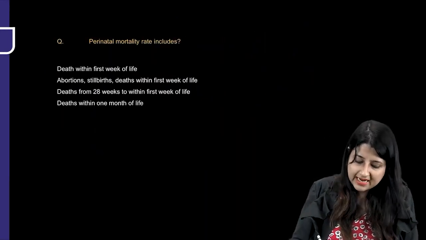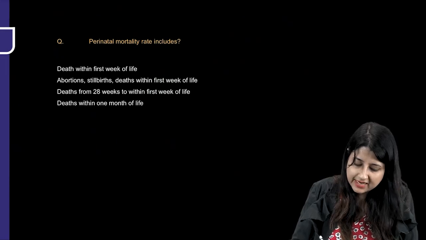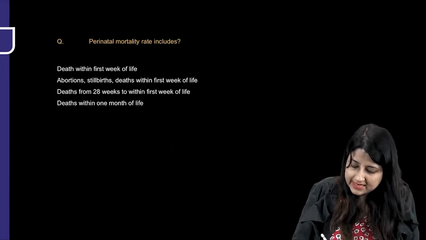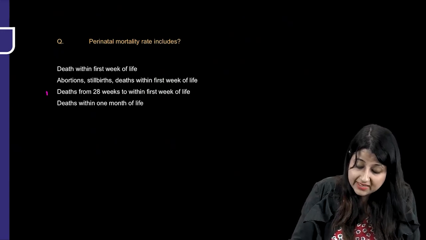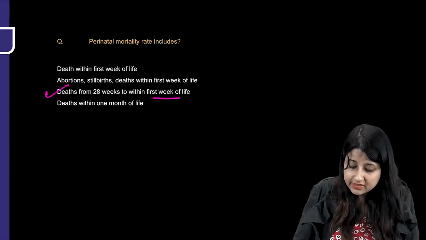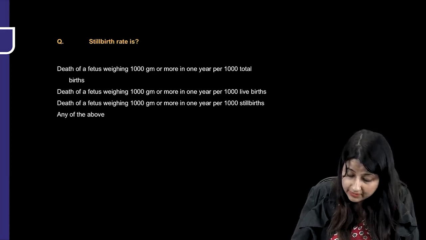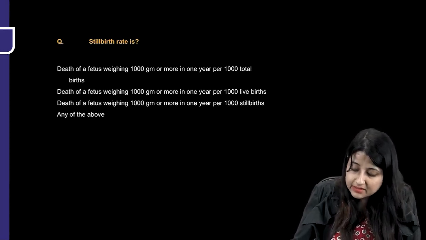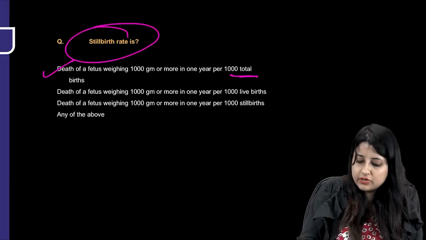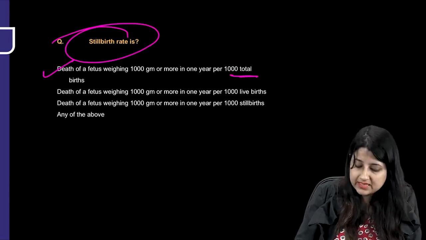secondary level of prevention. Now some MCQs. Perinatal mortality is death within first week of life. Abortion, stillbirths, death within first week, death from 28 weeks to first week of life. Stillbirth is death of a fetus weighing 1000 gram or more in 1 year per 1000 total births. I told you, in stillbirth rate, total births comes.